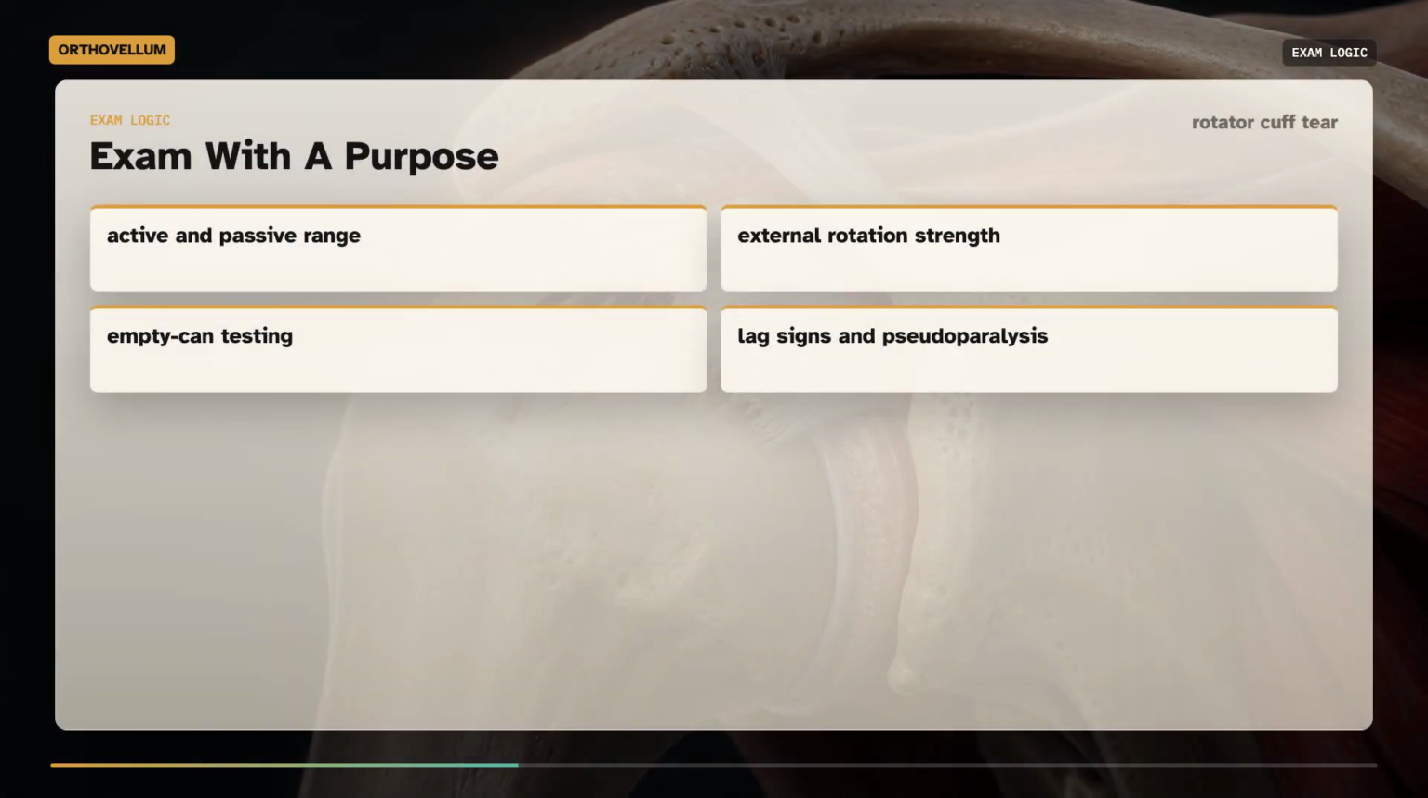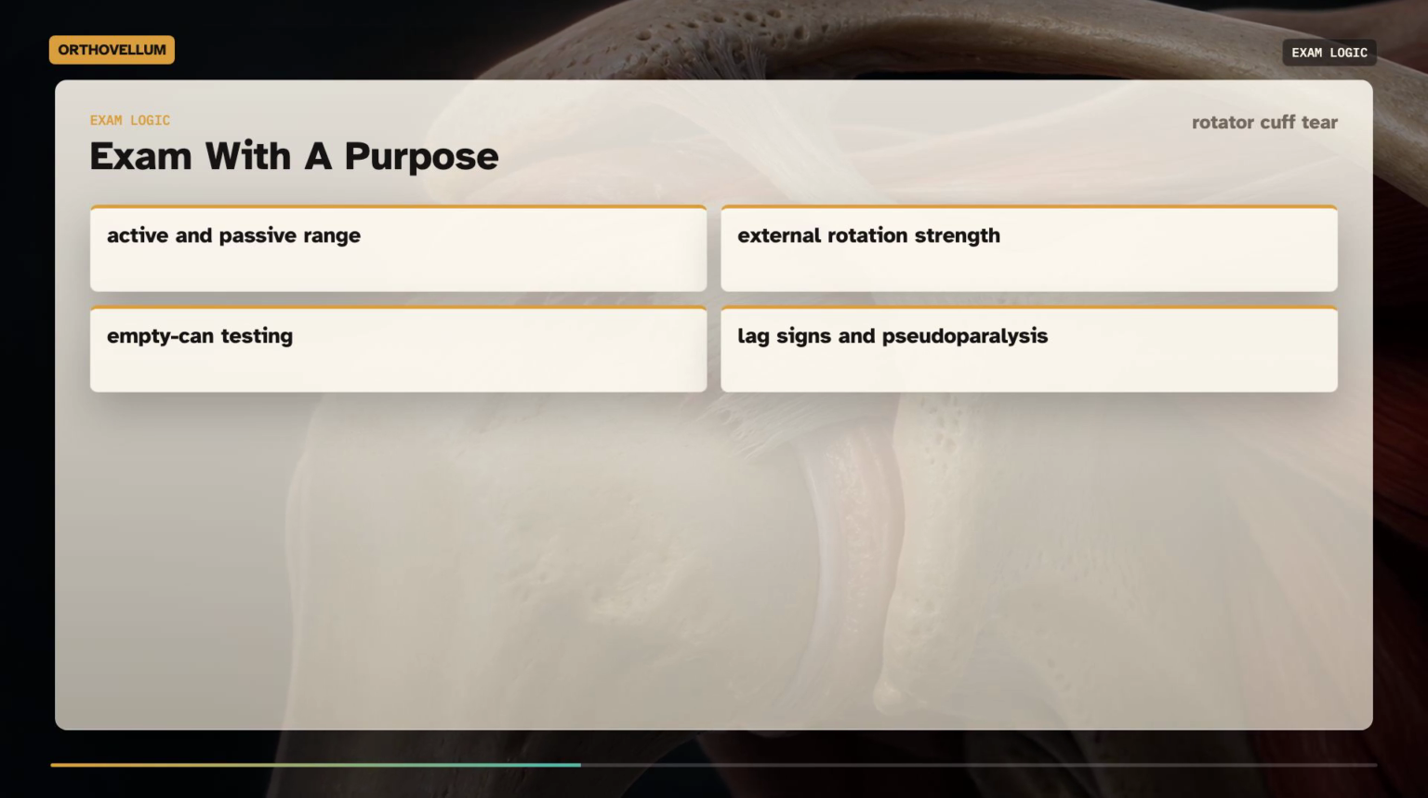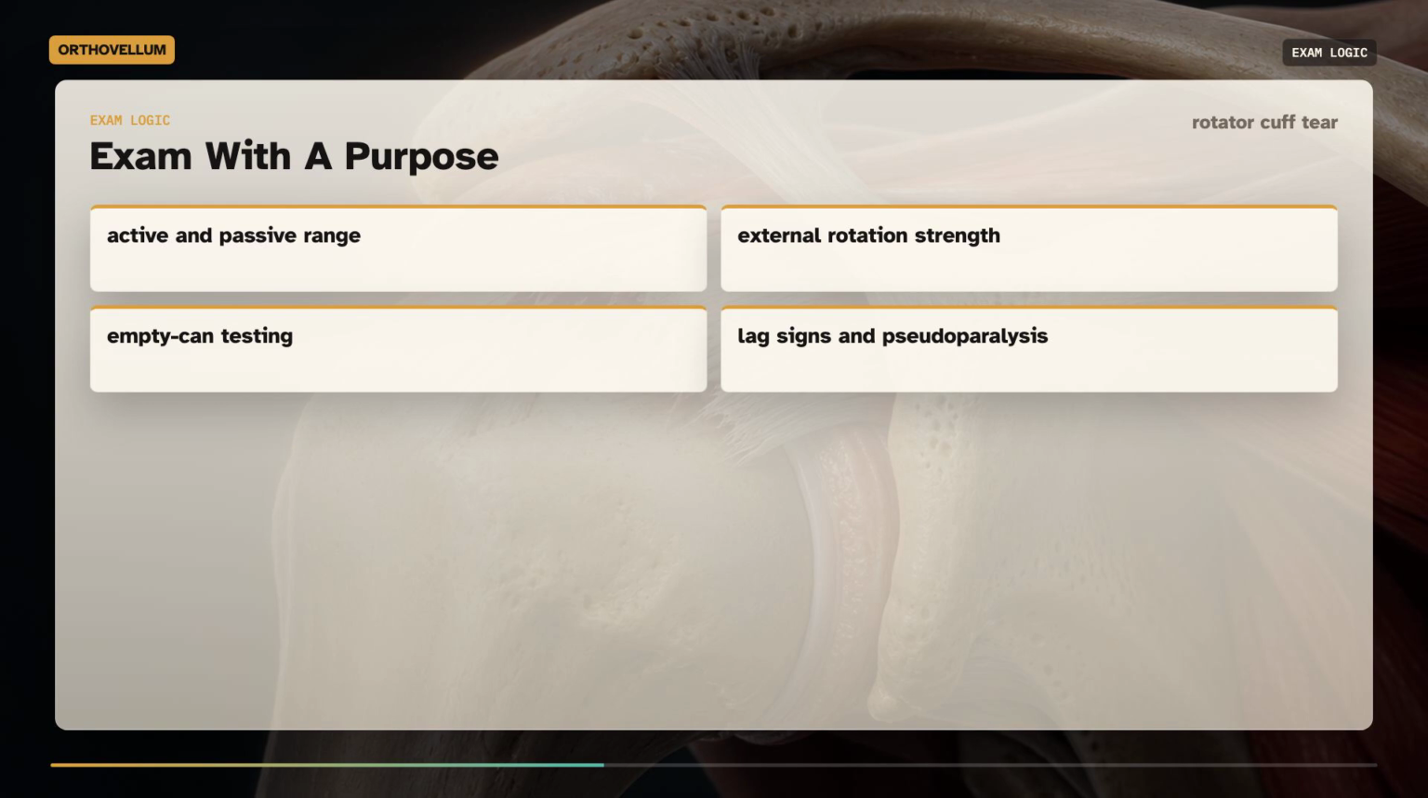The exam should not be random. For this topic, deliberately check active and passive range, external rotation strength, empty can testing, lag signs, and pseudoparalysis. A good exam separates pain from weakness, stiffness from fear, and joint disease from referred pain. For patients, the important idea is that touching one sore spot is not the same as understanding the whole problem. For residents, every test should answer a question that changes management. If a test is painful but does not change your plan, it is theater, not medicine. Good examination is selective and kind.